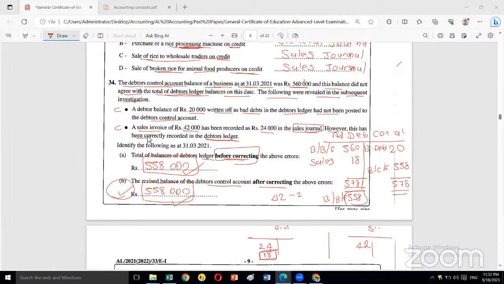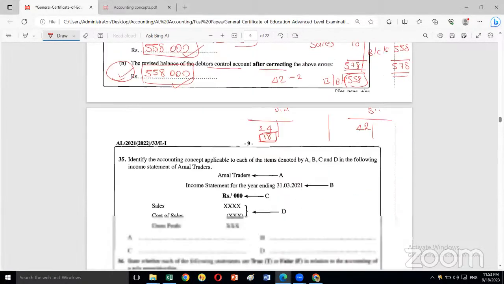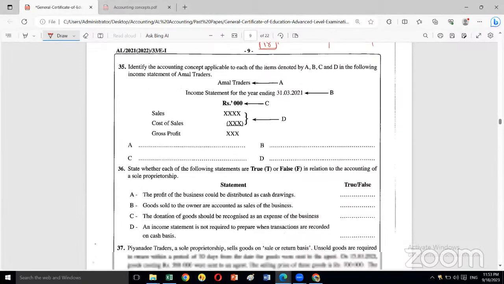Another few more questions. Quickly do it. Okay. Done. Done. So now we are going to do the question number 35. I asked you all to do the 35 also.